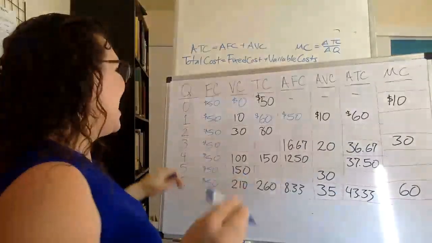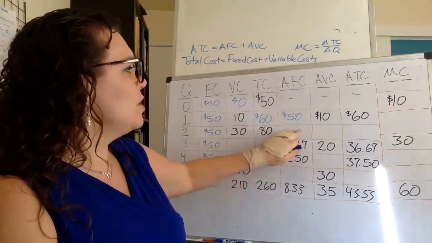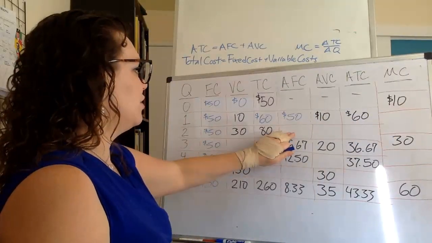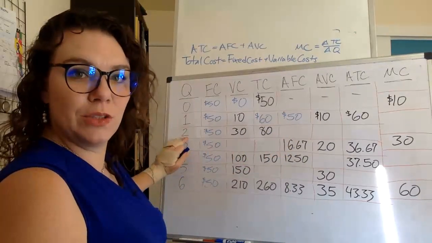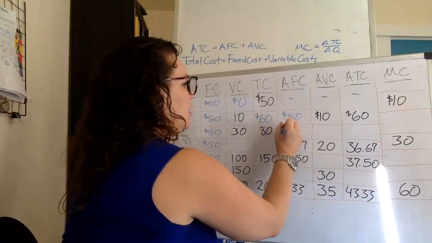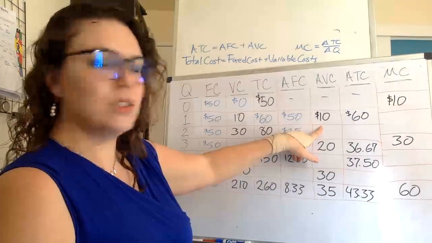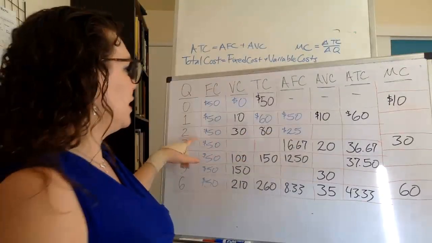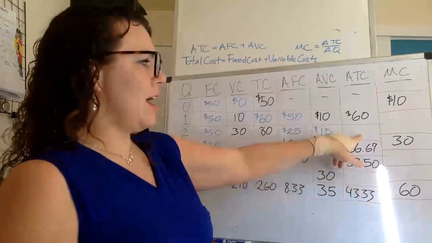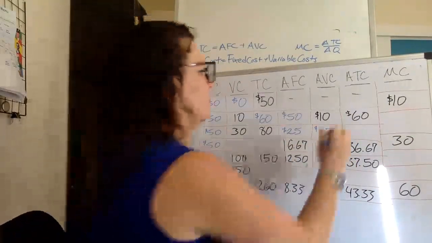All right. Next, we have a quantity of 2. We already know our fixed cost, variable and total costs are given. So now we just need to find our averages and the marginal cost. So average fixed cost is going to be $50 divided by 2, right? So 50 divided by 2 is 25. We also have average variable cost, which is just variable cost divided by quantity. That's going to be 15. And then average total cost, which is total cost divided by 2, or $40.